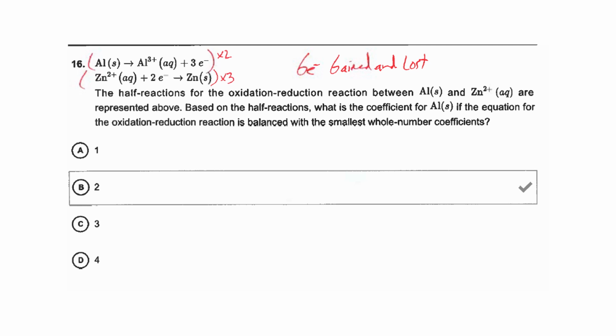In number 16, we just had to figure out what to do with the electrons. We had to get the electrons equal by doubling and tripling the 2 reactions. And when we double the first reaction, that means the coefficient for aluminum is going to be 2 and 2 and a 6, and for zinc it's going to be 3, 6, 3 to balance it all out.